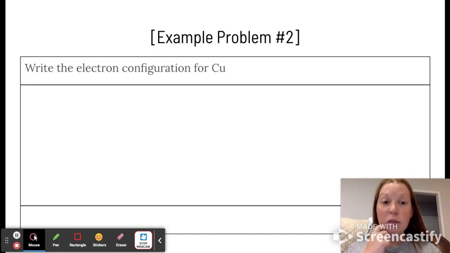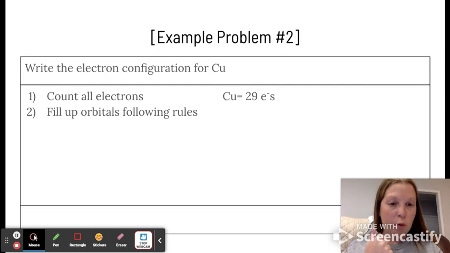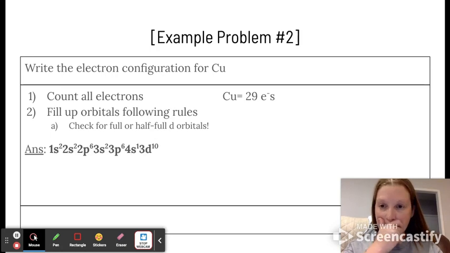So let's try this one. So remember, copper is one of our tricky ones. So we're going to write the electron configuration. Again, start by counting all your electrons. It's got 29. Fill up the orbitals following your rules. And then remember to check for full or half full d orbitals. So normally when you write this, it would be 4s2 3d9. We don't like that, so we promote one up from 4s to 4s1 3d10.